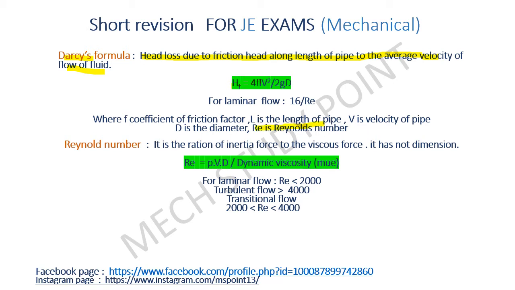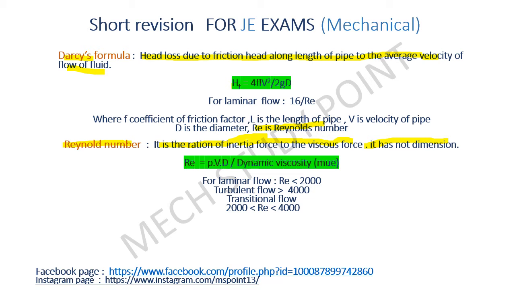So let's discuss what the Reynolds number is. It is the ratio of inertia force to viscous force, and it has no dimension. It is a dimensionless quantity. So Reynolds number is equal to rho Vd upon mu, where mu is the dynamic viscosity.